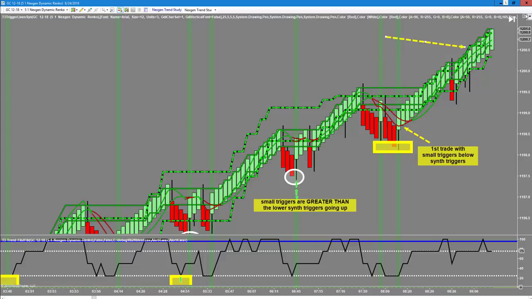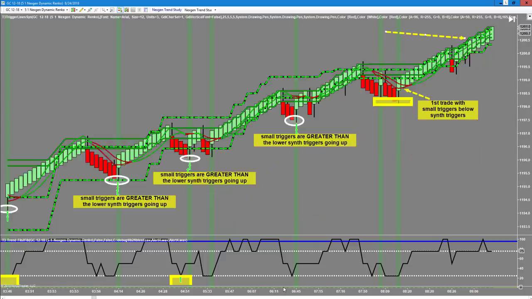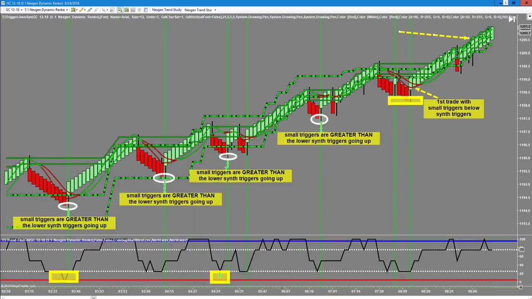So again, we can keep taking trend trades. When the market's trending, we want to keep doing trend trades. And we want to be able to define when we're going to keep doing them and when we're going to stop. So I'll take a quick pause. Everybody okay so far?